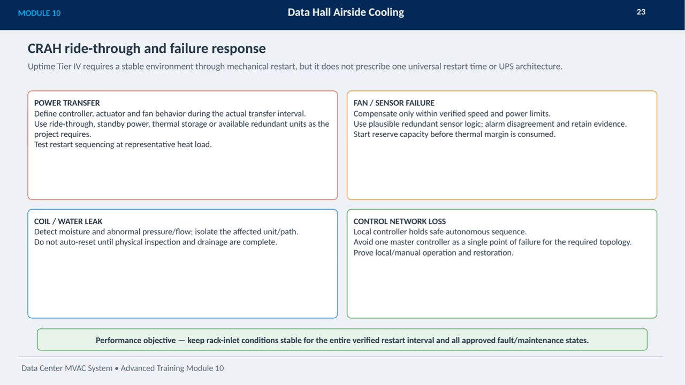When fans or sensors fail, compensation must stay within verified limits, employing redundant sensor logic and starting reserve capacity before thermal margins run out. For coil or water leaks, moisture and flow abnormalities need prompt detection and isolation, with no auto reset until a physical check and drainage occur. If the control network is lost, the local controller should manage a safe autonomous sequence, avoiding reliance on a single master controller and ensuring manual operation can be restored. Ultimately, the goal is to keep rack inlet conditions stable throughout the entire verified restart interval and all fault scenarios.